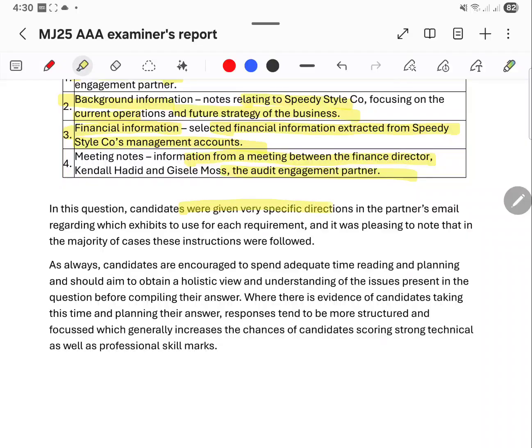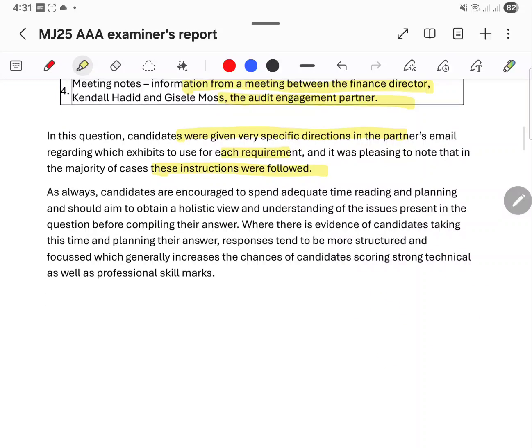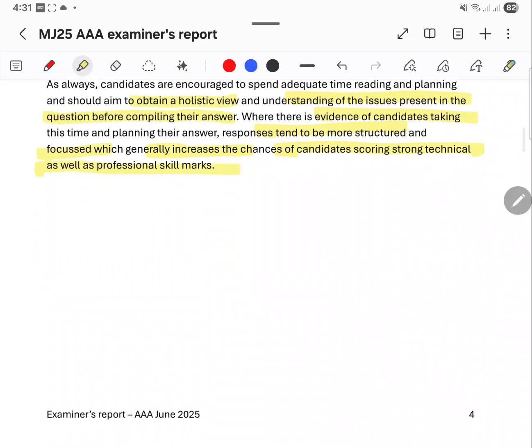In this question, candidates were given specific directions in the partner email to use for each requirement, and it was pleasing to know that in the majority of cases, these instructions were followed. As always, candidates are encouraged to spend adequate time reading and planning, and should obtain a holistic view and understanding of the issues present in the question before completing their answer. Where there is evidence of candidates taking this time and planning their answer, responses tend to be more structured and focused, which generally increases the chances of candidates scoring strong technical as well as professional skills marks.